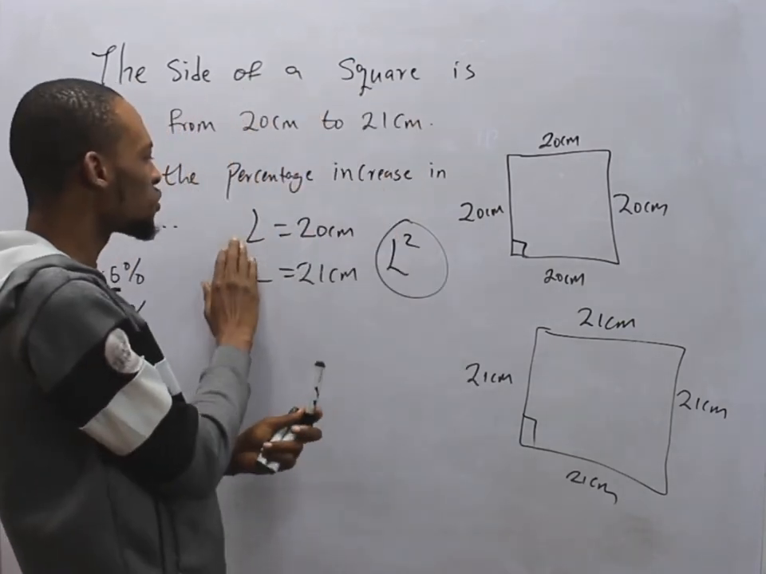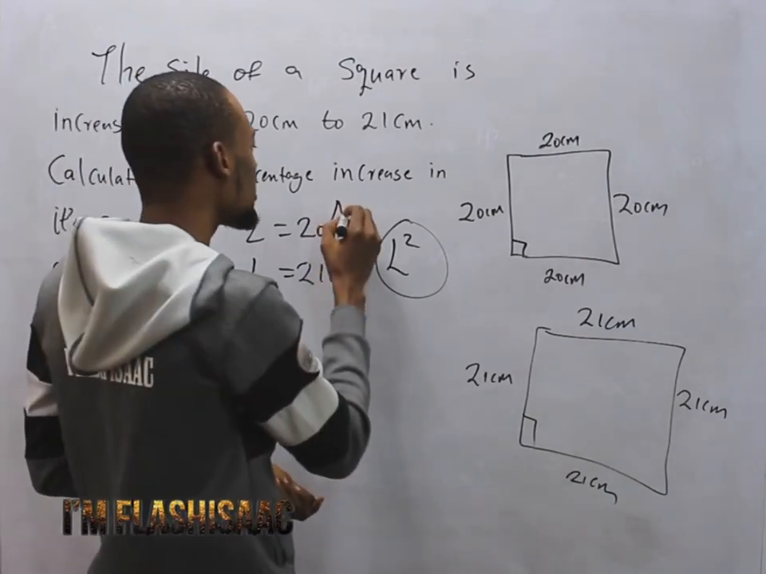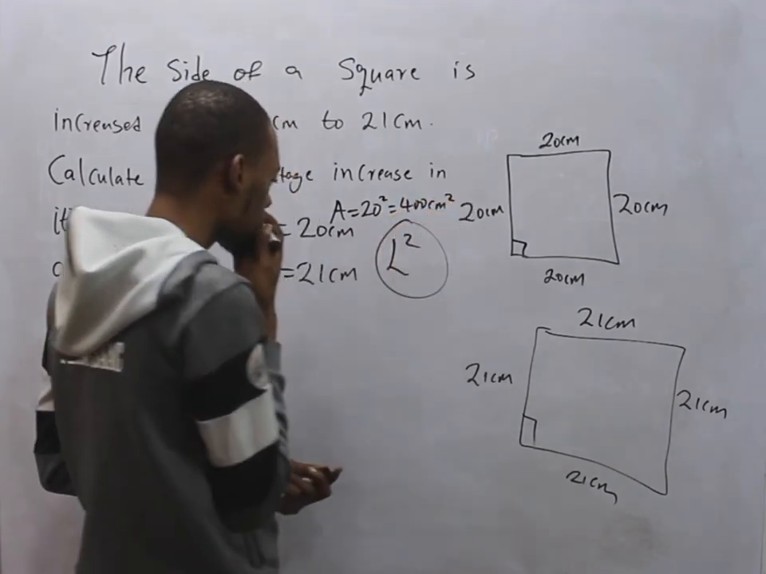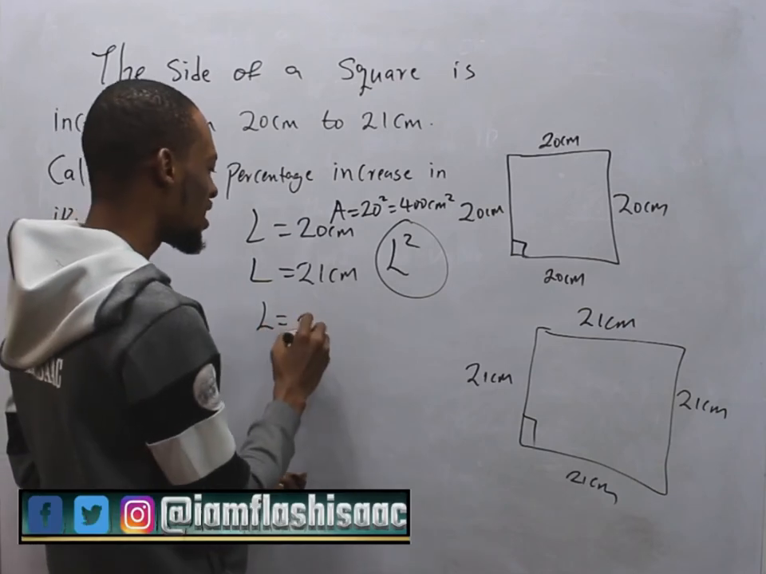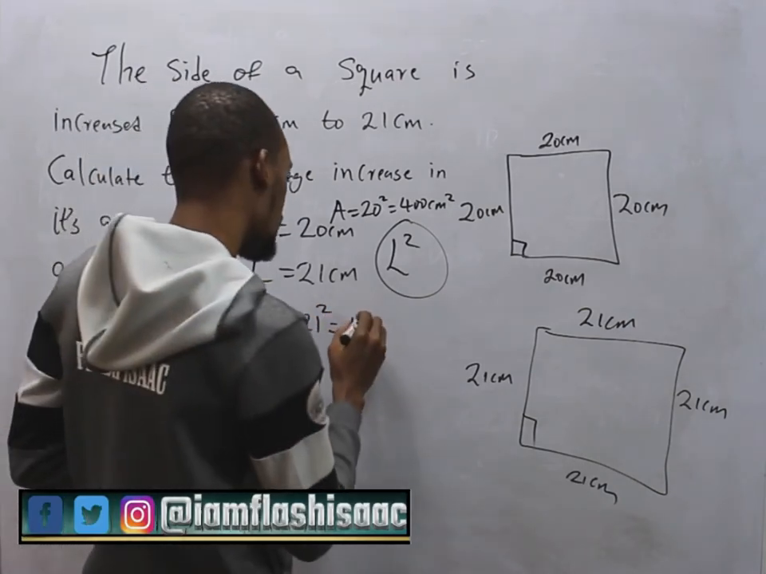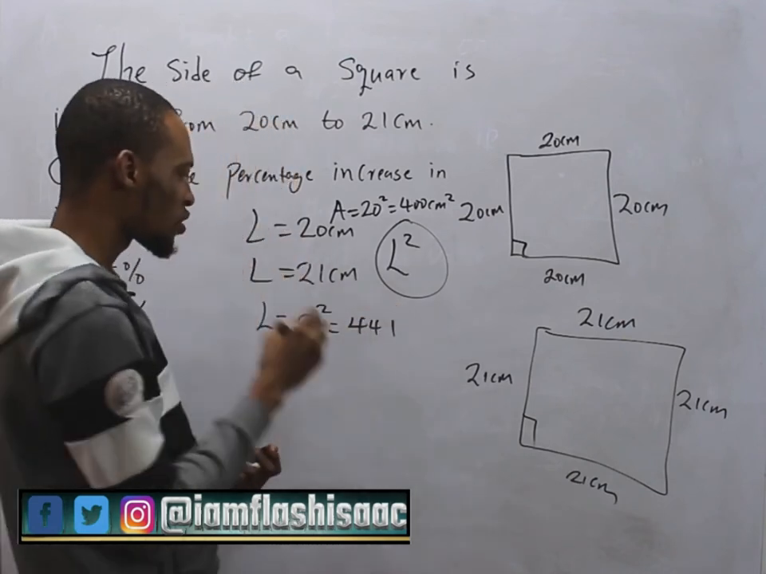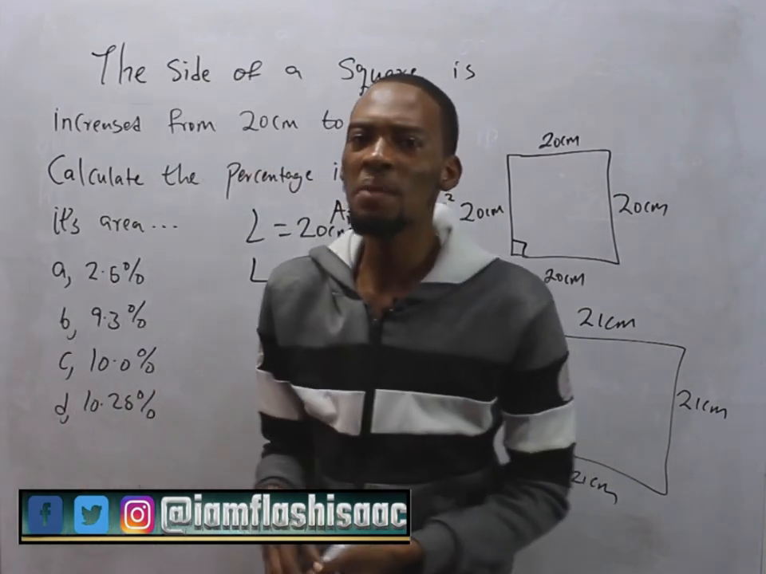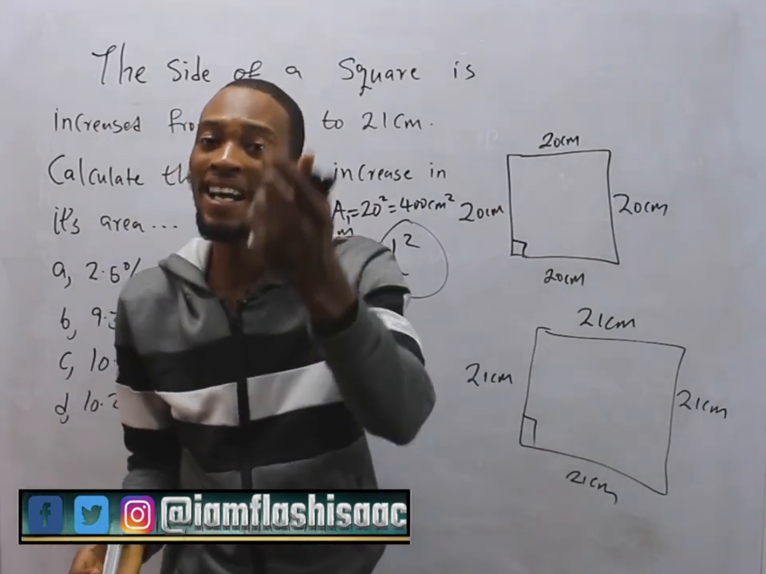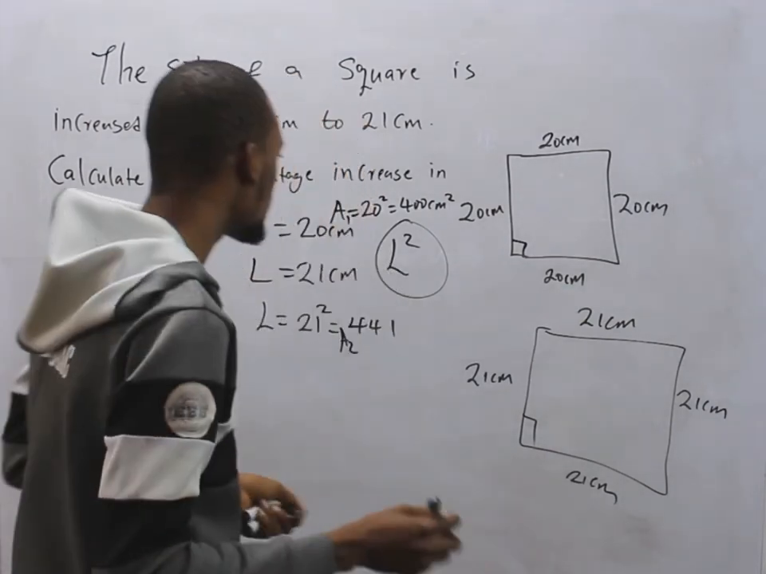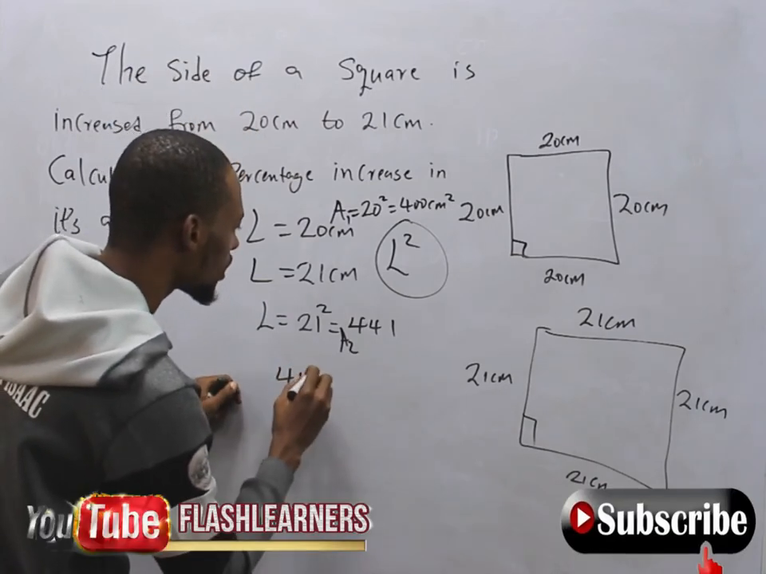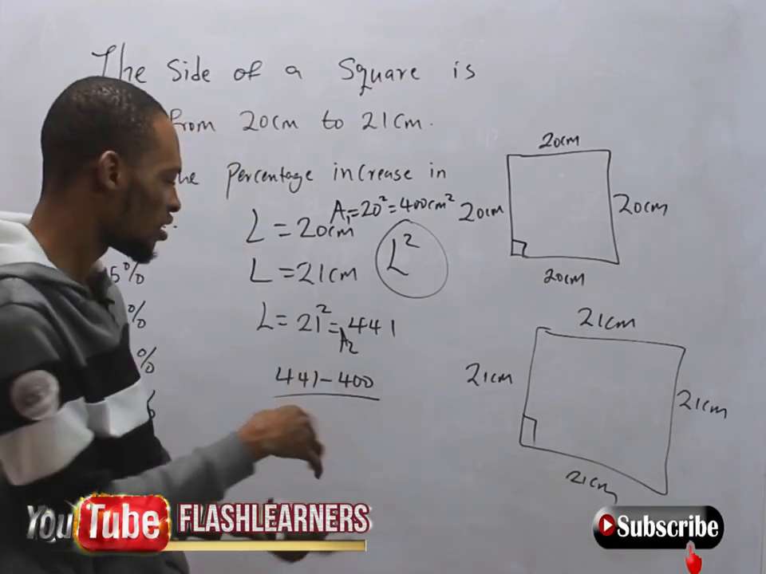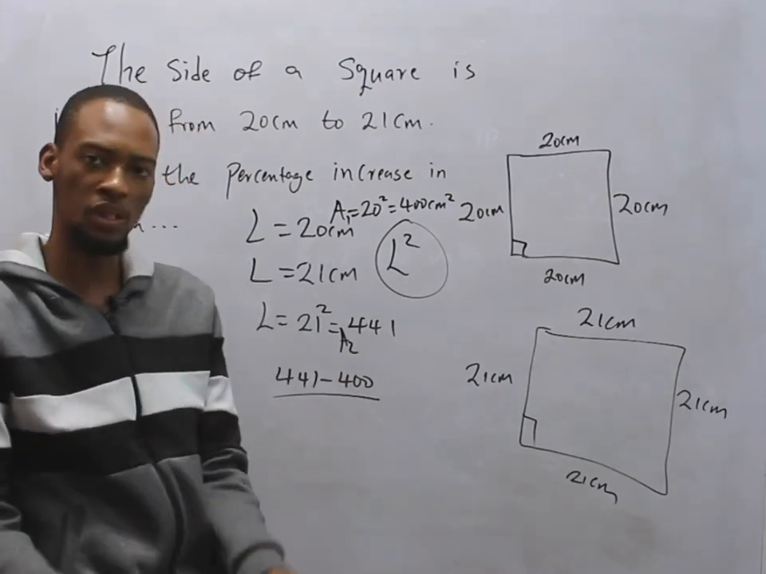This means when the length was 20 cm, A equals 20 square, which equals 400 centimeter square. When the length equals 21, area equals 21 square, that is 441. So we've gotten A2 and A1. Percentage increase is simply the increase over the initial value times 100. Now the increase is 441 minus 400. This means the area increased by 41.